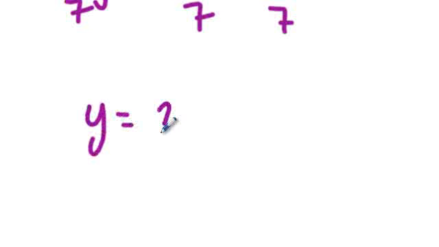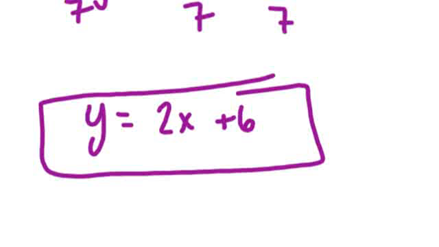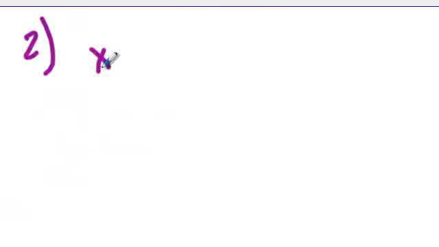14 divided by 7 is 2x, and that's plus 6. And there's the answer to question number 1. Question number 2 still has the same instructions. It says to solve for y.